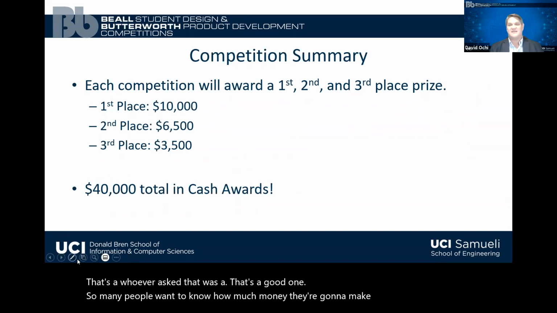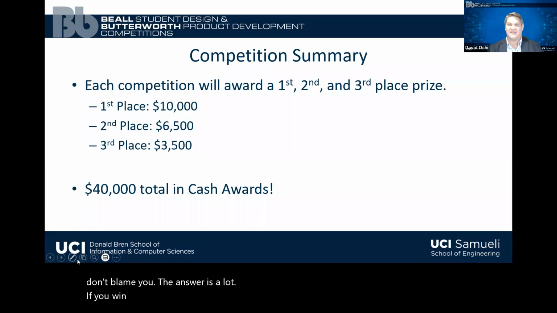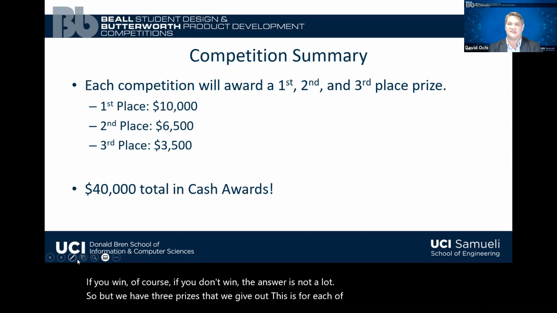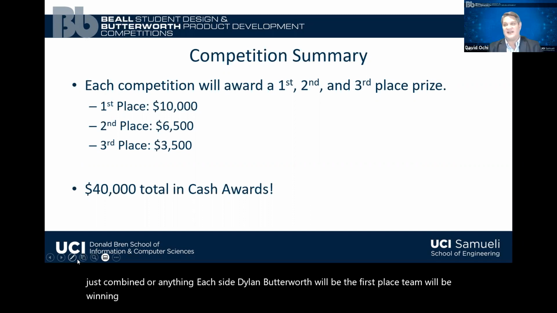I don't blame you. The answer is a lot. If you win, of course. If you don't win, the answer is not a lot. But we have 3 prizes that we give out. This is for each of the competitions, meaning it's not just combined or anything. Each side, Beall and Butterworth, the first place team will be winning $10,000, followed by $6,500 and $3,500.